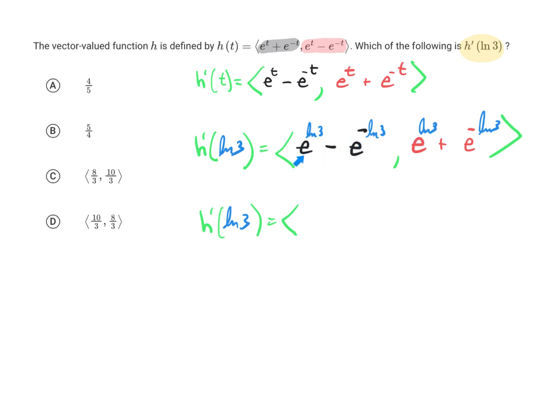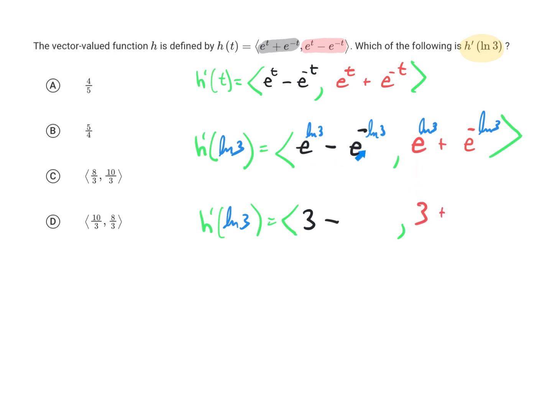The exponential function base e raised to the log function base e are inverse functions of each other. They undo each other, leaving us with 3. Same thing here in the vertical component. The exponential function base e raised to the log function base e, they undo each other, leaving us with just 3.